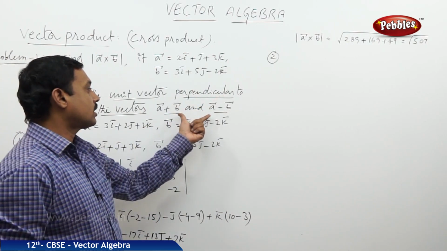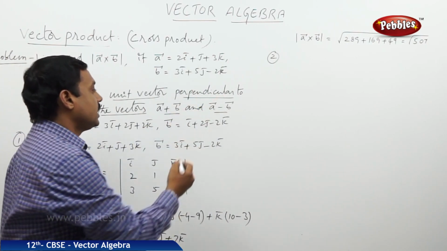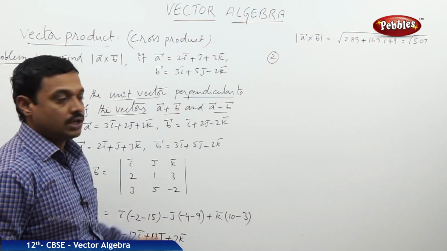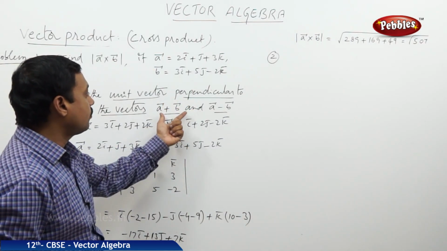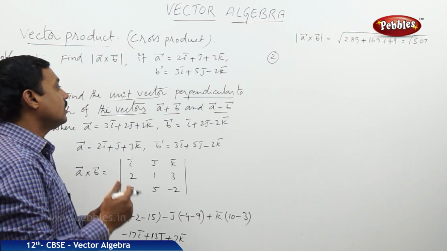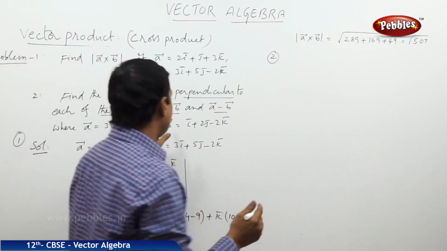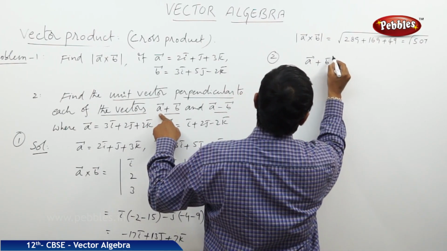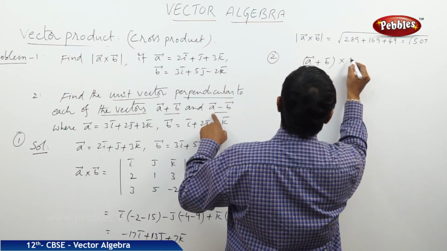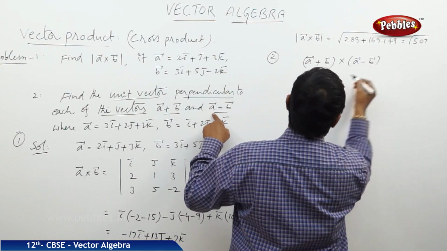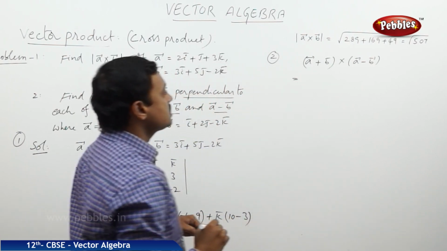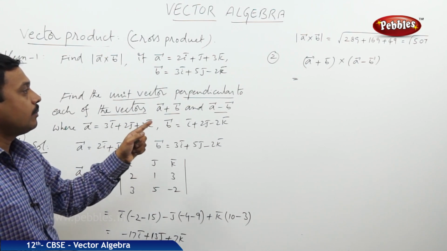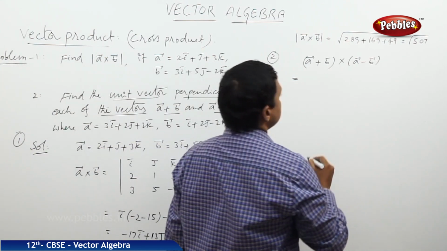What is the perpendicular vector to both A plus B and A minus B? It is nothing but the cross product of these two vectors, A plus B cross A minus B. So that will be the perpendicular vector of A plus B and A minus B. Later find the unit vector of that vector. Now let us find A plus B cross A minus B, because the perpendicular vector of A bar plus B bar and A bar minus B bar is A plus B cross A minus B.